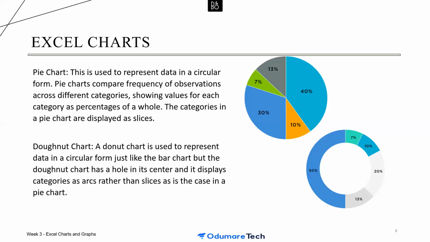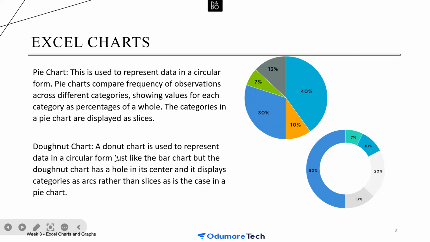Now, the next one is pie charts and then donut charts. All right. So a pie chart is usually used to represent data in circular form. It's used to compare frequency of observations across different categories, showing values for each category as percentages of a whole. The categories in a pie chart are displayed in slices. The slices are just the data points that you see. This slice of gray is 13, the other one, lemon, is 7, the other one, blue, is 30%, the other one, orange, and so on.